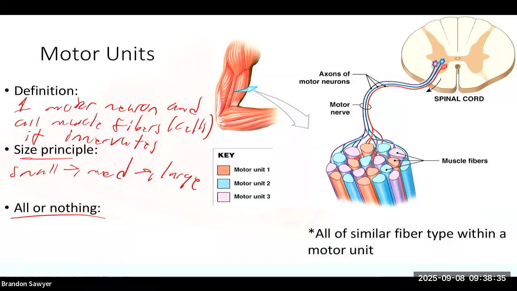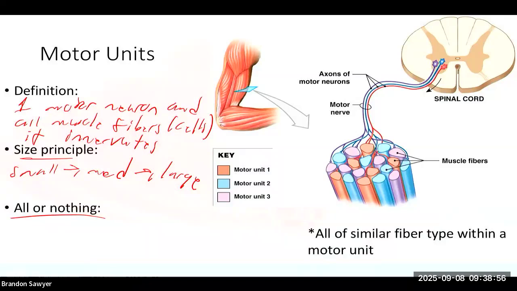What's small, medium, large? Great question. It's a combo of both. Within a small motor unit, you're going to have a small number of muscle fibers, and those cells are going to be pretty small. As we get bigger, we get more cells, and the cells get bigger too.